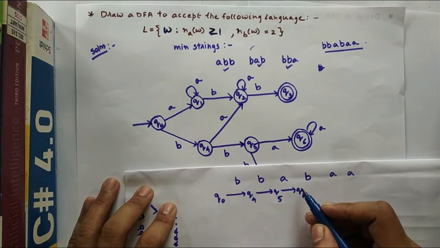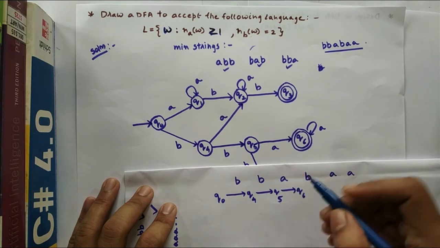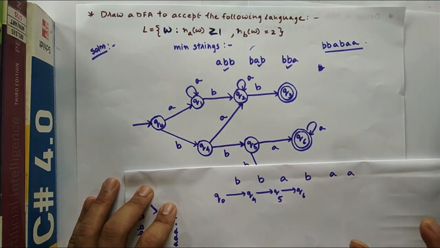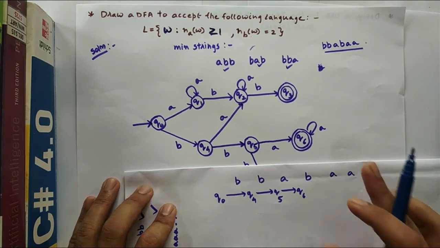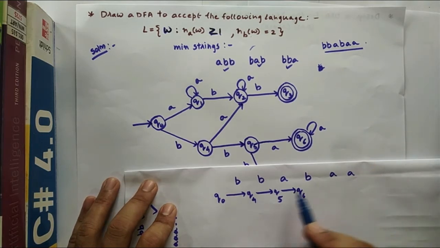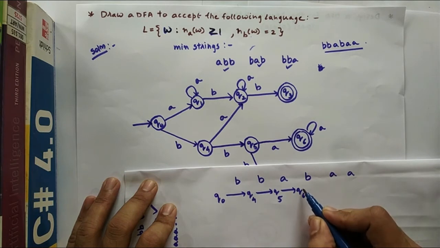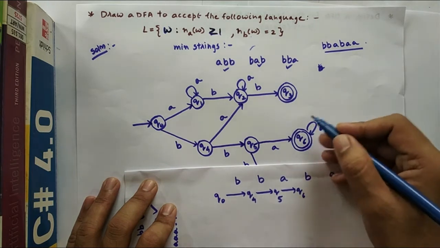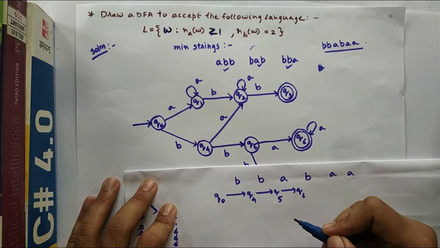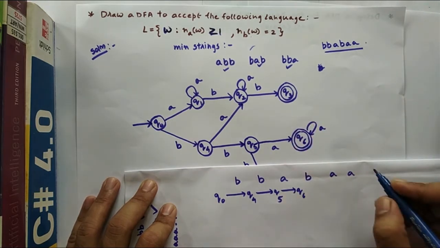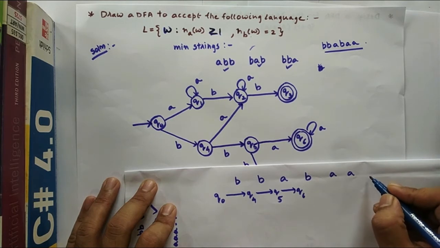And second, although the automata has reached the final state, just reaching the final state is not enough. The input string is not yet complete. The next input symbol to be scanned is B, and there is no provision for reading B. There is no transition defined to read B. So this is one case when you say that the string is not accepted.